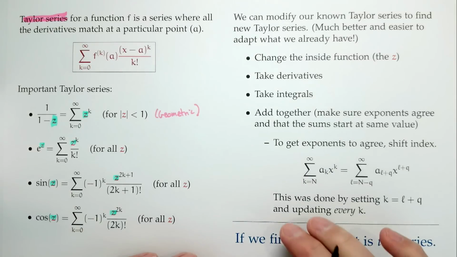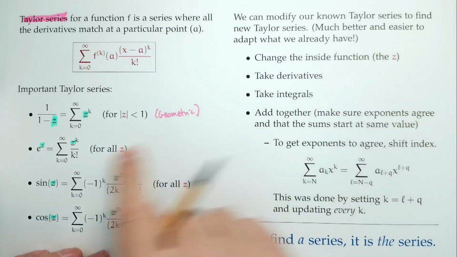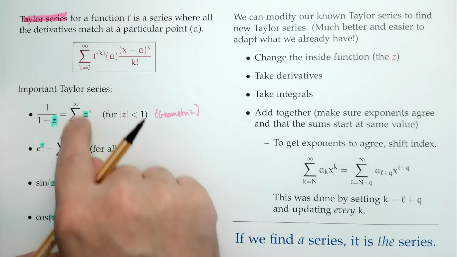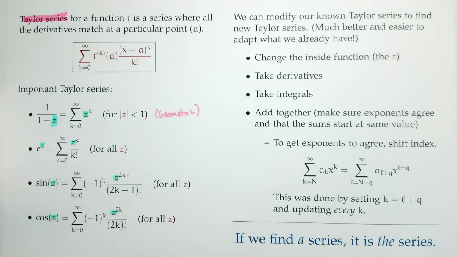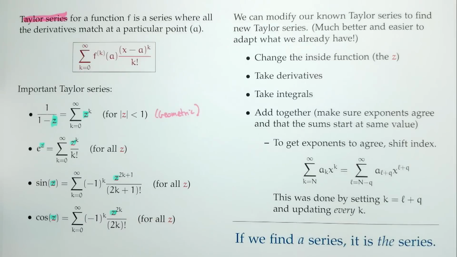So, what are some things we can do? Well, we've already said, look, we can change this inside function. So, for example, I can make this 1 over 1 minus x squared. Well, that would be the sum k equals 0 to infinity of x squared to the k, or x to the power 2k. You can take integrals and antiderivatives. That's how we got the Taylor series, for example, for arctangent: we started manipulating the Taylor series for geometric by changing the inside function, by taking an integral, and now we got what we needed. We can start combining different power series together and Taylor series together.